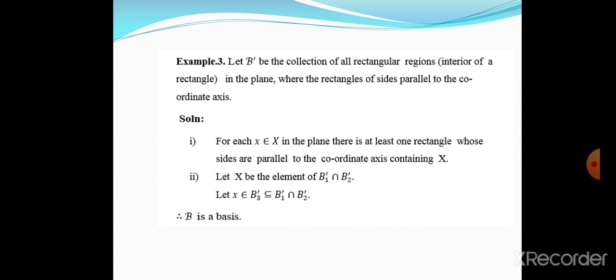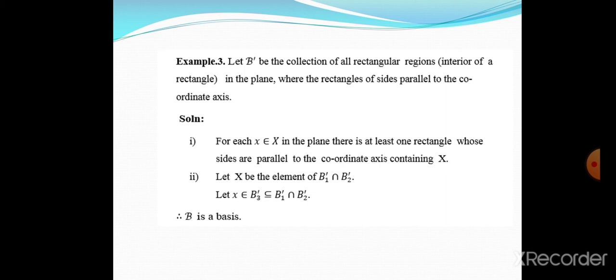Small x belongs to B, it is a subset of B1 intersection B2, and it is contained in X. So, you verify that. Okay. Because in the first, circular regions, the basis was denoted script B. So you denoted the rectangular regions' basis as script B dash.